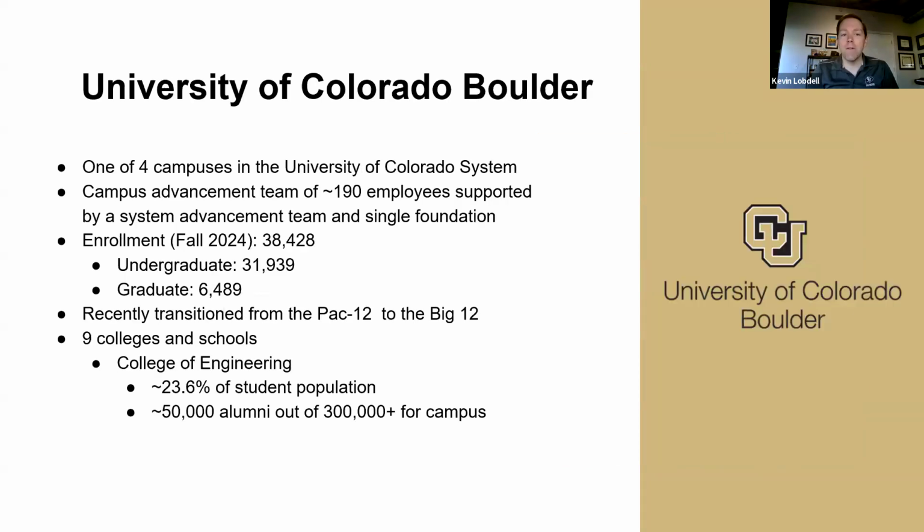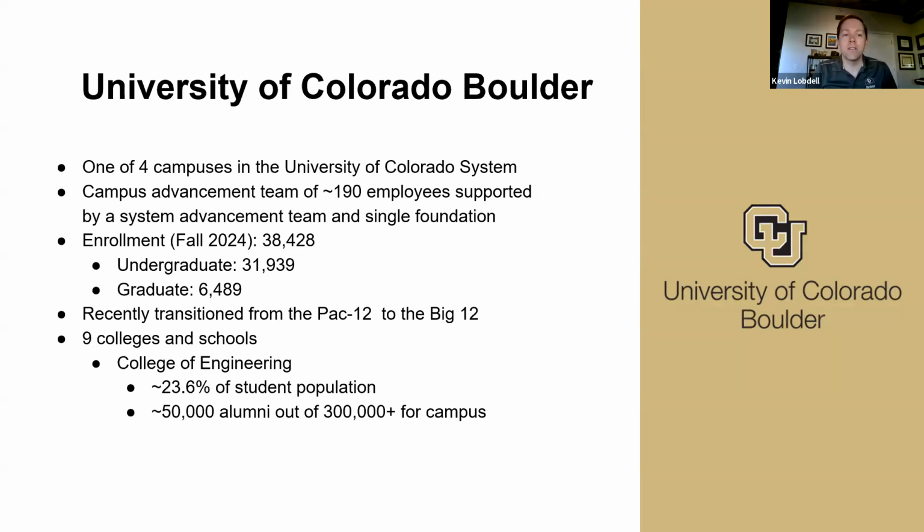And then just to give some high-level overviews of the University of Colorado Boulder, I'm sure some of you have heard a bit about us in the football space over the last couple of years, perhaps. But we are one of four campuses as part of the University of Colorado system. We have an advancement team on the Boulder campus of about 190 employees, and then we sort of roll up to a system advancement office that supports us in various ways, as well as a centralized foundation that supports all of the four campuses from the philanthropic aspect.